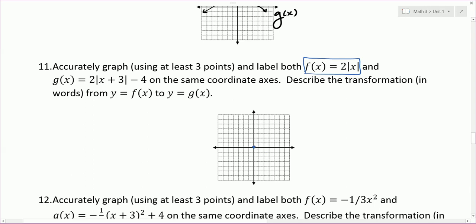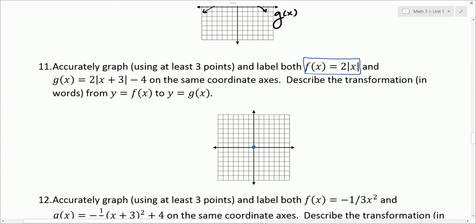It goes through the point 0, 0. If you plug a 0 in for x, you get a 0 for y. It's got a slope of 2. Or you could just plug in a point as well. If you plug in 1 for x, you're going to get 2 for y. If you plug in -1 for x, you're going to get 2 for y.